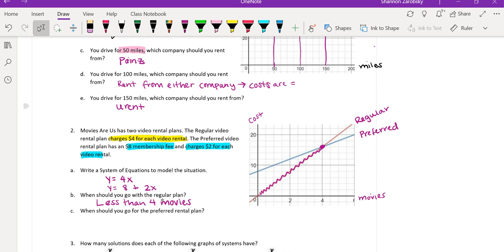The preferred plan is lower after 4 movies. That means the cost is lower if I rent more than 4 movies. And if you are going to rent exactly 4 movies, then it doesn't matter. It's just a matter of what you prefer. Okay, so that is applications with systems.